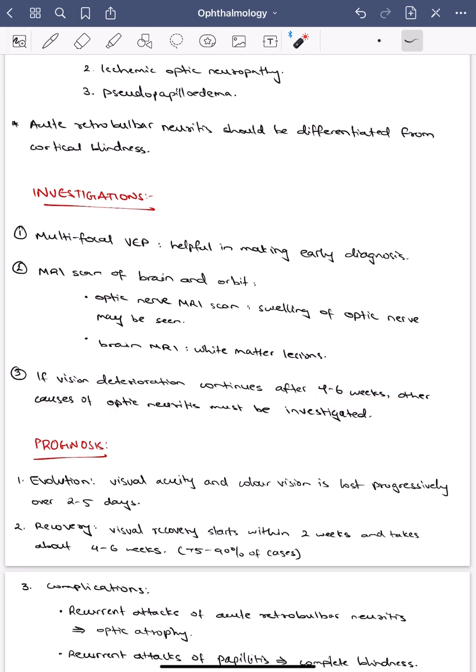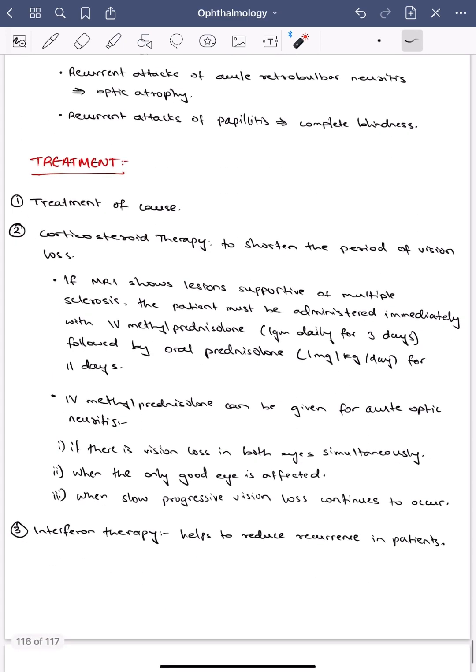Then the prognosis we discussed, that is evolution, recovery, and complications. Remember evolution: vision loss and impairment of color vision continues for 2 to 5 days. Recovery starts within 2 weeks and takes about 4 to 6 weeks, and it is the most common prognosis in 75 to 90% of the cases. And finally complications: if there is papillitis, it can lead to complete blindness, and retrobulbar neuritis can lead to optic atrophy. Then we discussed the treatment modalities. The first is the treatment of the cause. Second is the use of corticosteroid therapy using IV methylprednisolone, and finally interferon therapy.